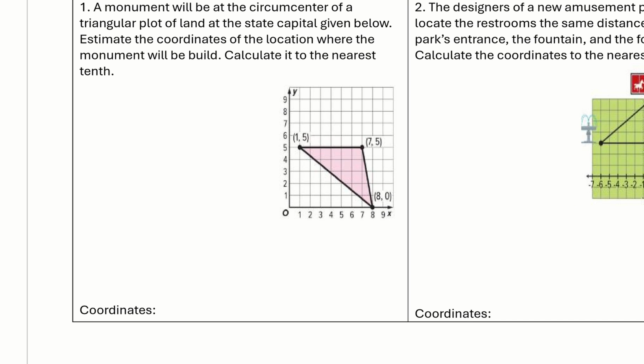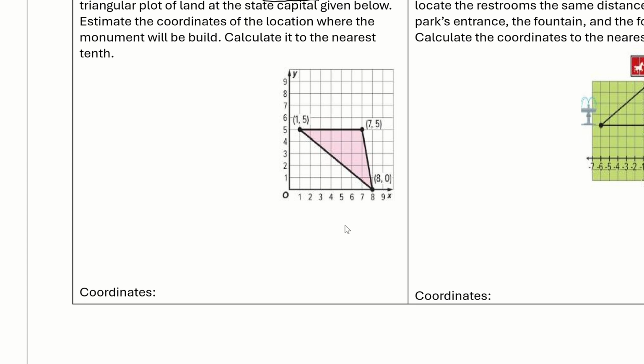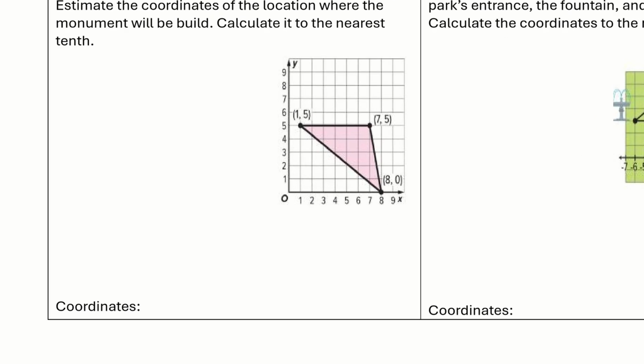Okay, so a monument would be at the circumcenter. So we're going to find the circumcenter, and then we're going to use some algebra. And because the algebra is going to be pretty heavy, I'm going to try to fit in as much algebra on here as I can, and we'll see what happens. All right, so let's go ahead and get started. Pick 2 lines that you want to do bisectors for. Okay, so pick 2 of them.